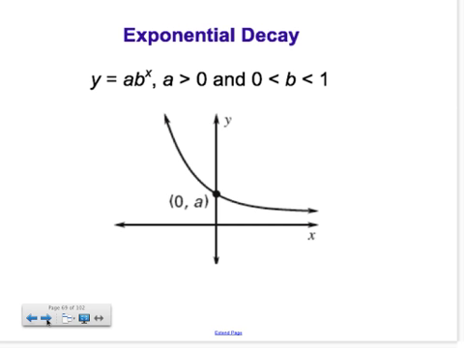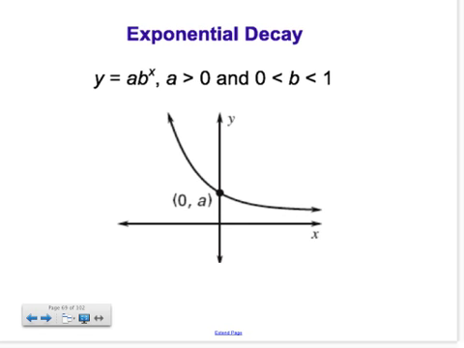Exponential decay still has the form of y equals ab to the x. Your a value is still bigger than 0, but your b value now is between 0 and 1. So this b value is going to be just some decimal, something between 0 and 1, or a fraction. And again, that's going to force your graph to get smaller as x gets bigger. And you see the graph here and how that's different.